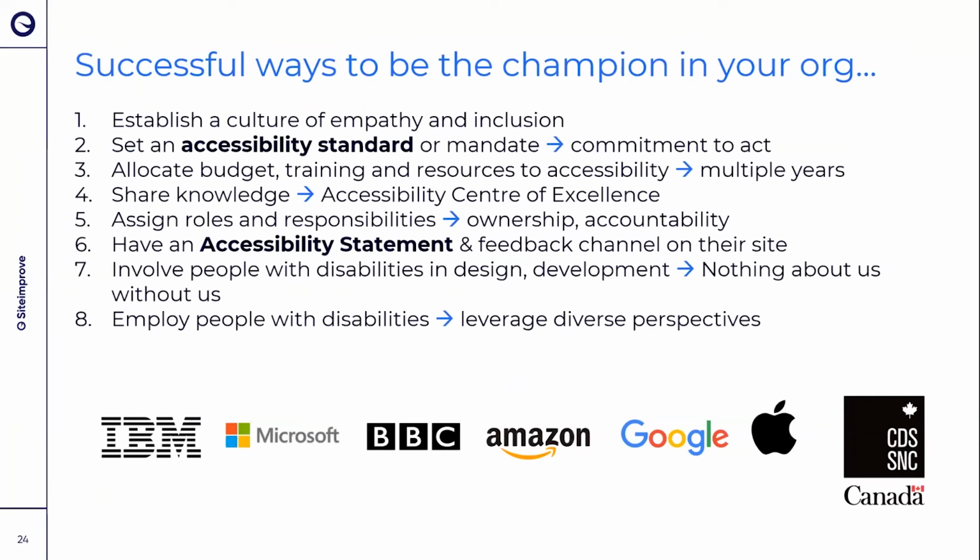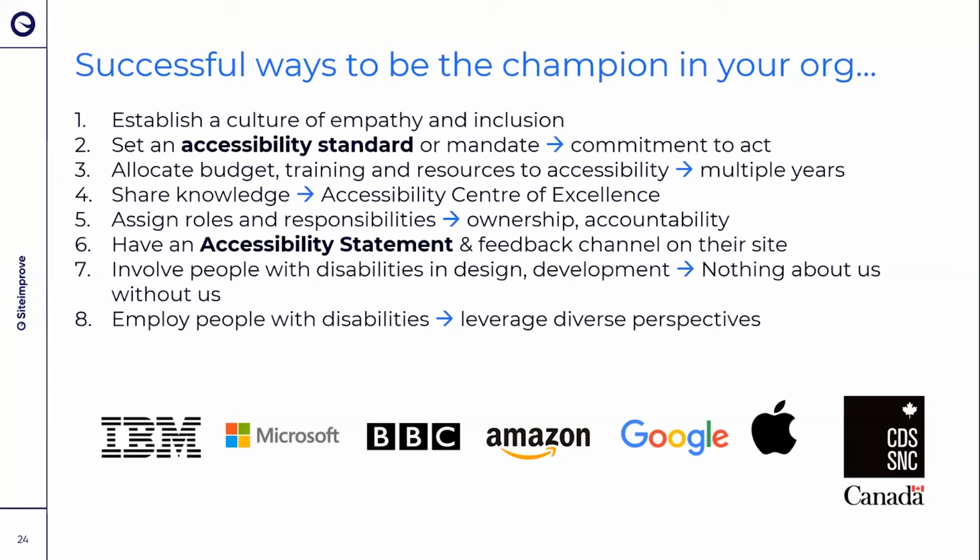These are the successful ones, and I've listed IBM, Microsoft, the BBC. Really amazing editorial and graphic style guide from BBC, by the way. Amazon, Google, Apple, and then the CDS, the Canadian Digital Service, and the Government of Canada, I cite as champions. All of these have those things in common. They've established a culture of empathy and inclusion.